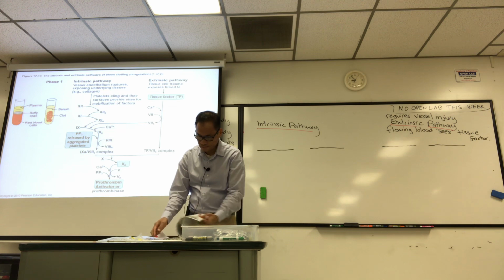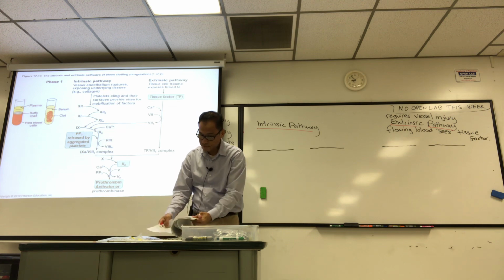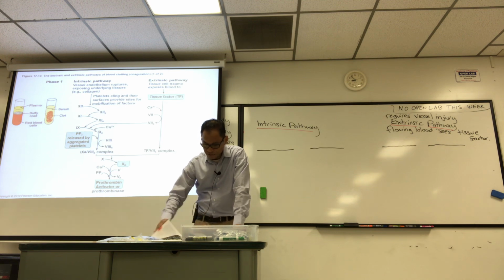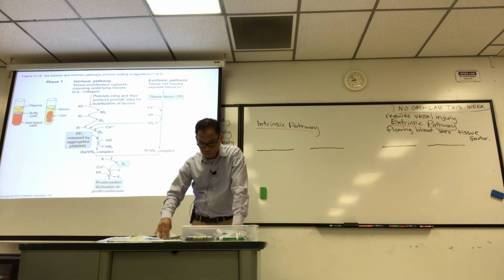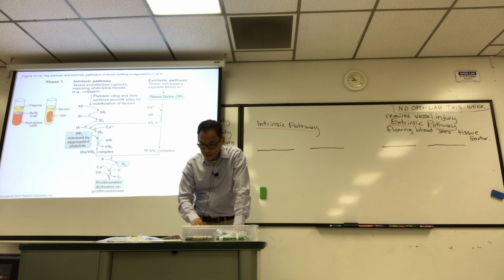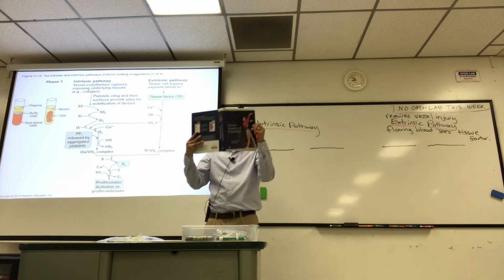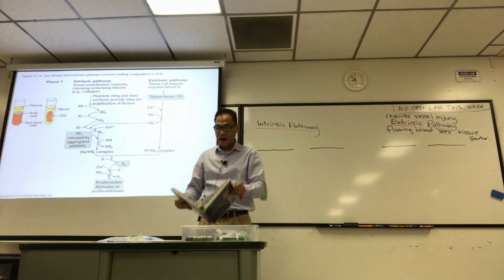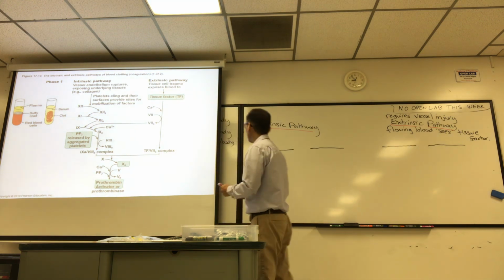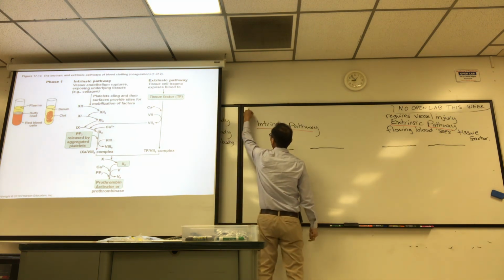Chapter 17, clotting factors. Page 661 in this book has a table of the blood clotting factors. It's got the factor number and the factor name. You can look it up if you need to. 661 has them all listed out.